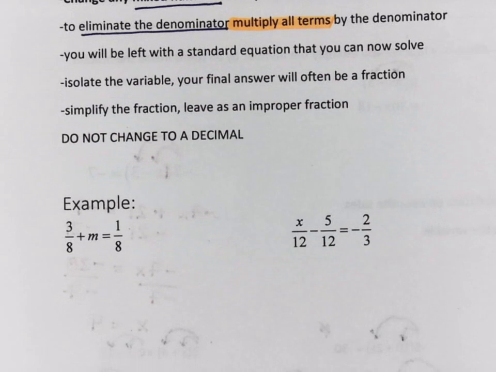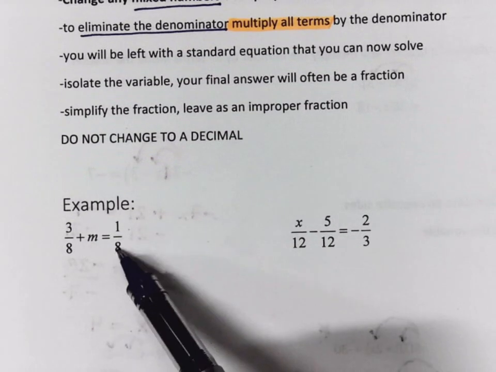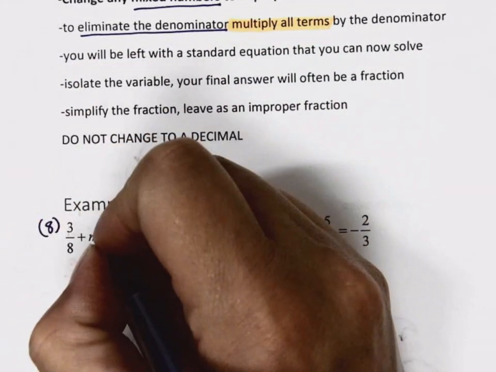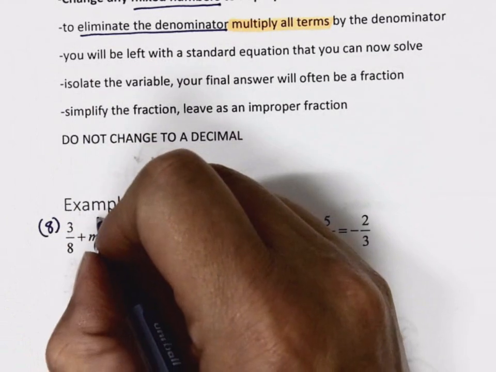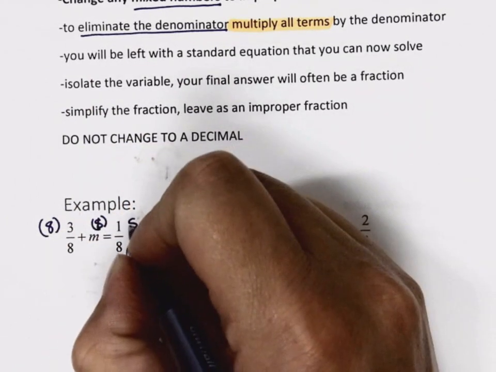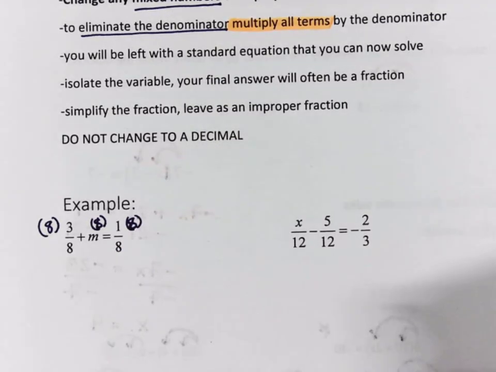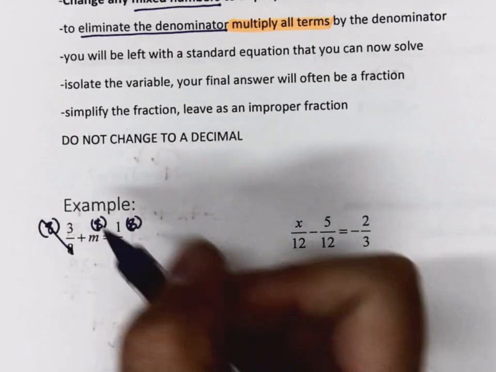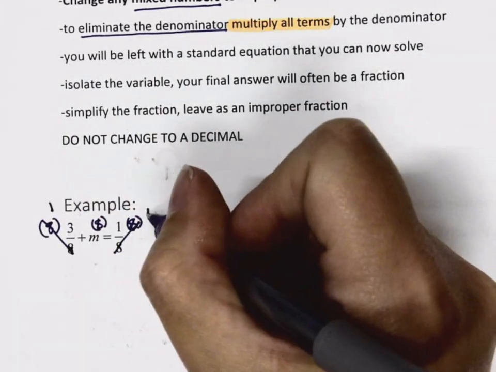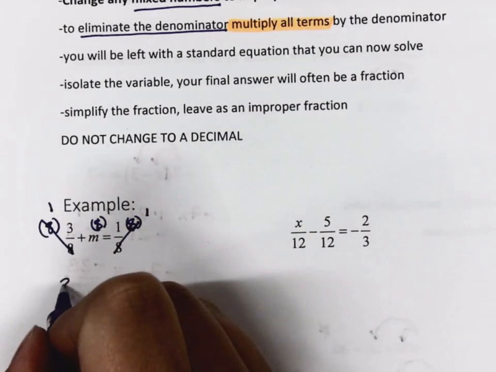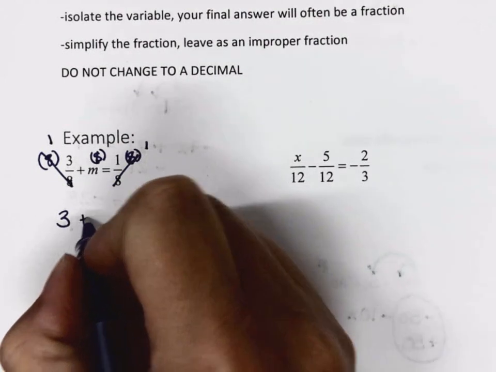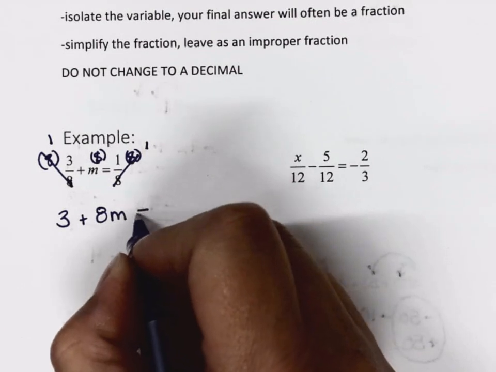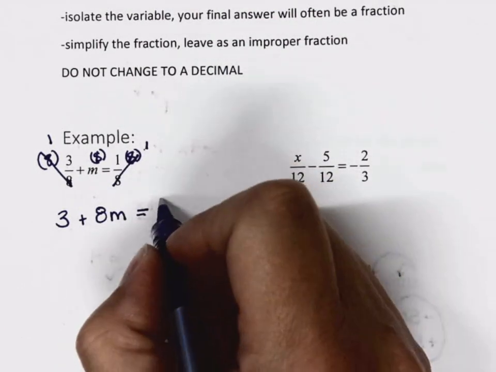Okay, so what do we see here? We see denominators of 8. So that means if I want to get rid of this 8, I have to times every term, even the ones with no denominator, I have to times them by 8. I'm having a hard time drawing an 8 today. All right, so 8 divided by 8 is just 1. And what's 1 times 3? That's 3. Now, 8 times m, because there's no denominator on that m, that's 8m. And then we have 1 times 1, which is 1.